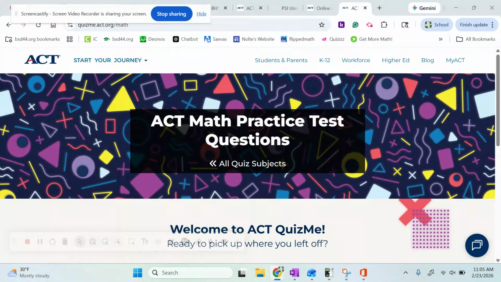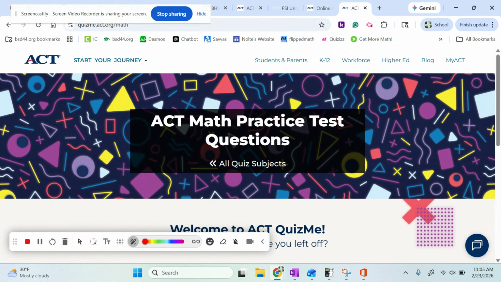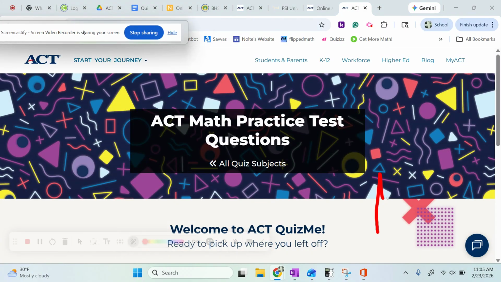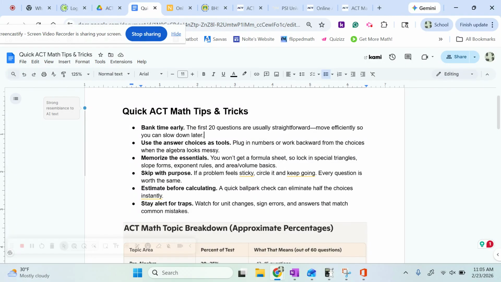Hi guys, I'm going to give you just a quick rundown of what you're going to see on the math portion of the ACT. What I want to show you is a couple of tips and tricks of what to expect, or what to do to make this test go more efficiently for you.